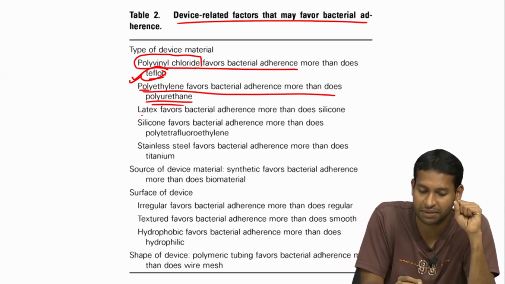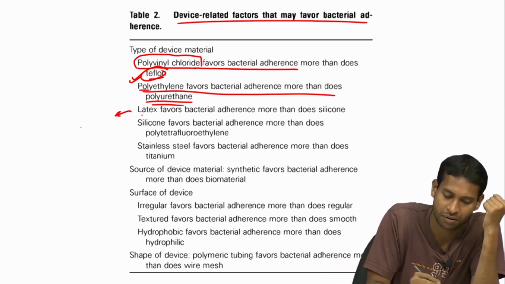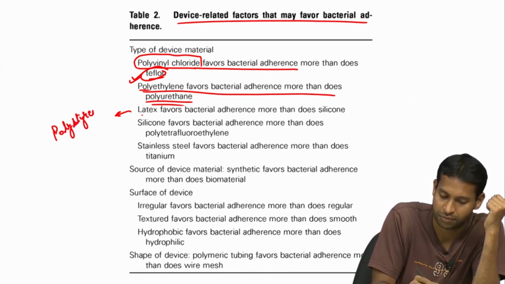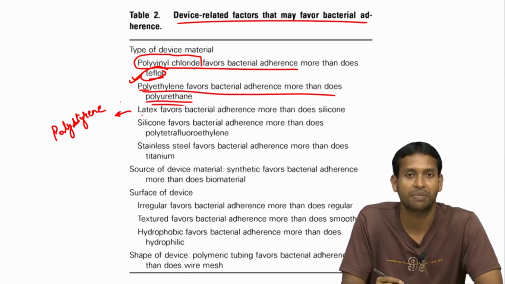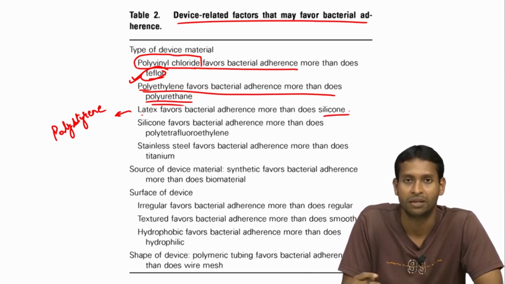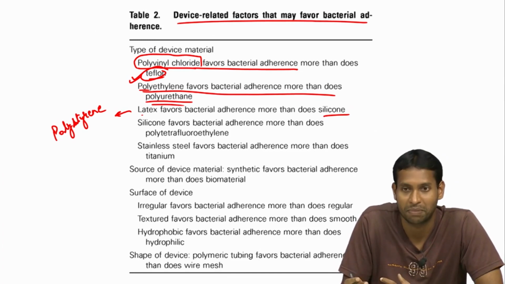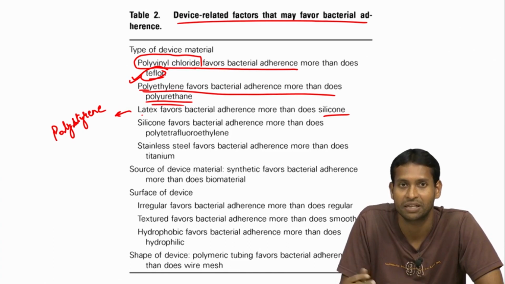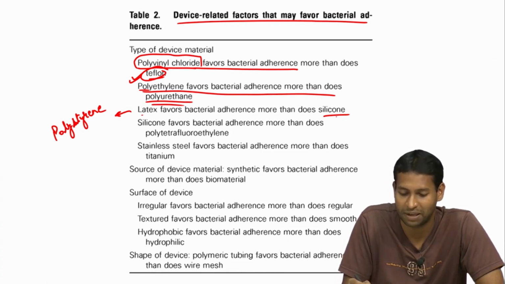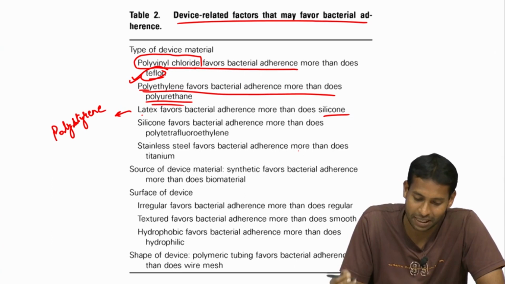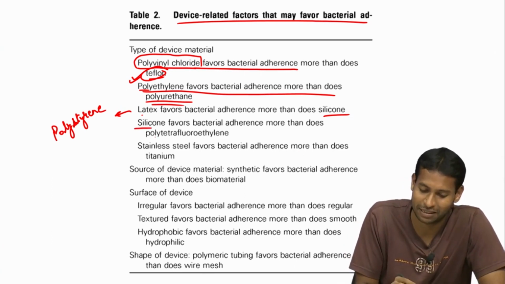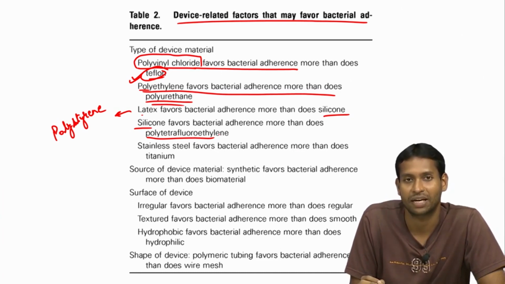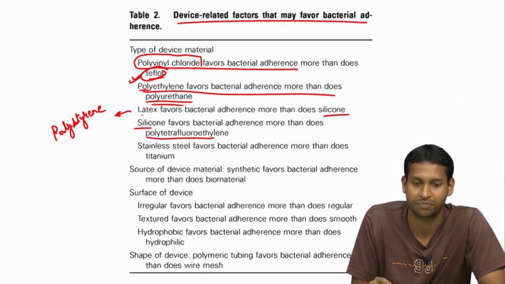Similarly, latex, which is nothing but polystyrene, also favors bacterial adherence more than, let us say, silicone. So, you can make breast implants out of silicone, maybe latex may not be a good material just because you need them forever, and silicone might be a better way to go about it. Similarly, now if you start comparing, silicone is not as good of a surface as PTFE if you are looking at the bacterial adherence.